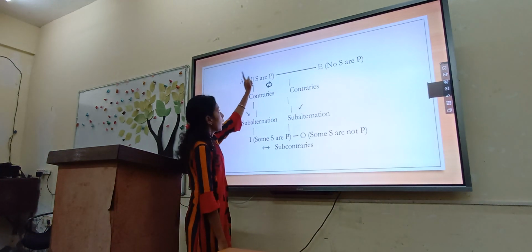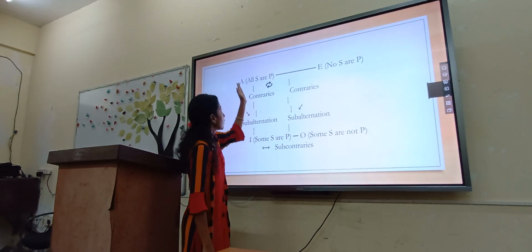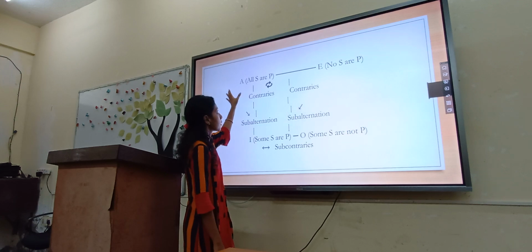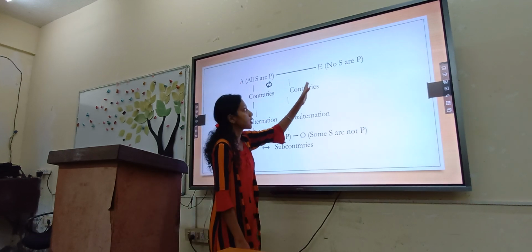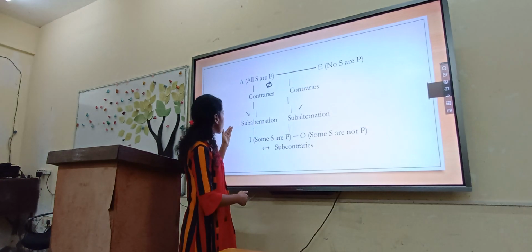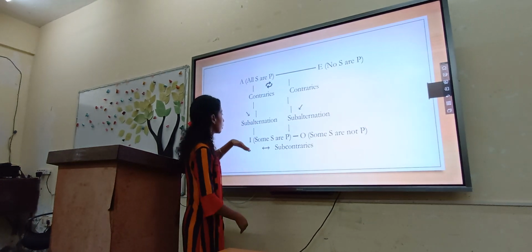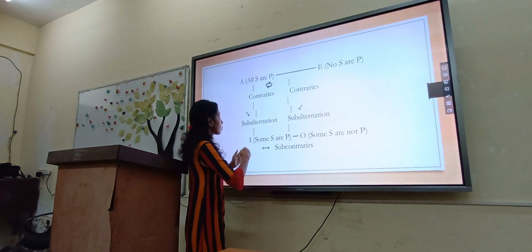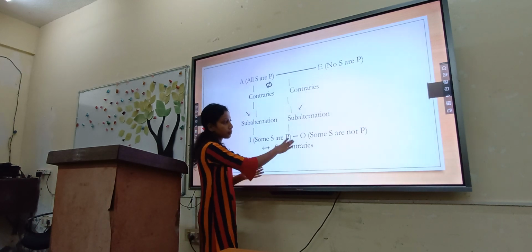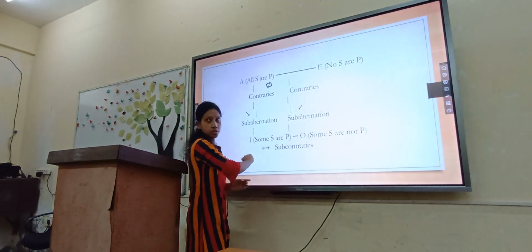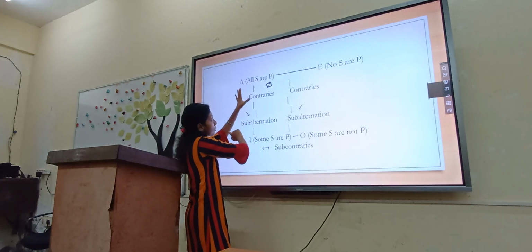Then this is A, E, I, O. These are contraries of each other, like all humans are mortal, and then no humans are mortal, like the opposite. Then this is subaltern, some S are P. Then this subcontrary is some S are not P. Then these are contradictories: all humans are mortal, versus some humans are not mortal.